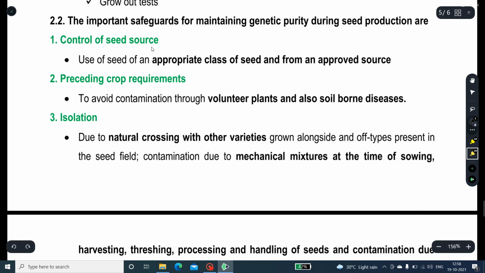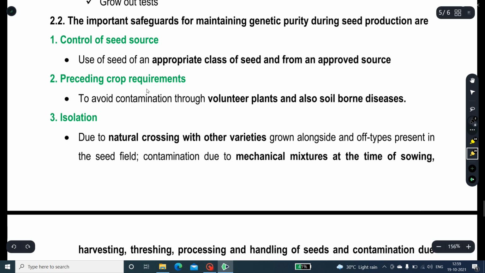The control of seed source: the use of appropriate class of seed from an approved source is necessary for raising the seed crop. Starting from breeder's seed, the seed can only be multiplied up to three more generations as foundation seed, registered seed, and certified seed. And we know the four classes of seeds: breeder, foundation, registered, and certified seed. So in this system, the seed production is restricted to four generations only, depending upon their pollination behavior.